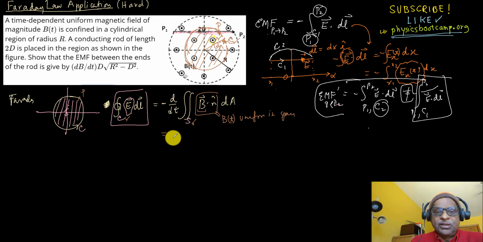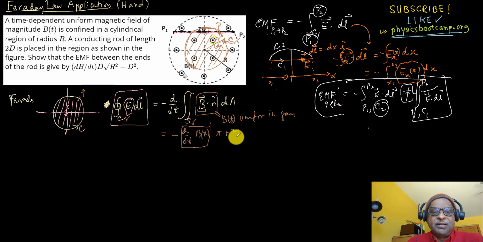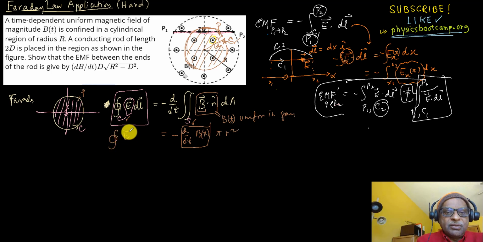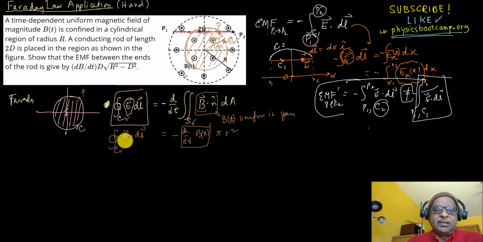And so we just get d/dt of b(t) times the area, which is pi r squared, and r is up to that point, so this r is not changing in time. So this whole thing is just the time derivative. So we get a circulation, E dot dl, circulation up to this r, is just this.